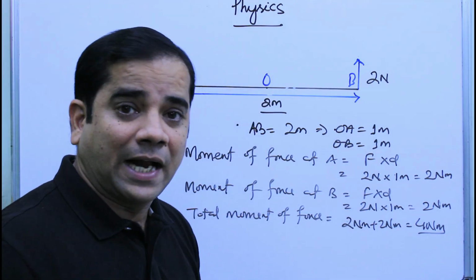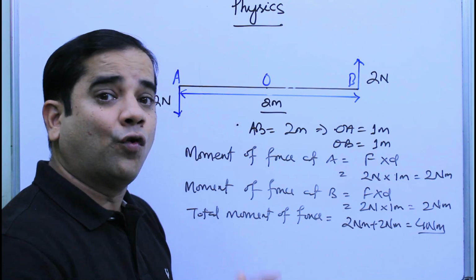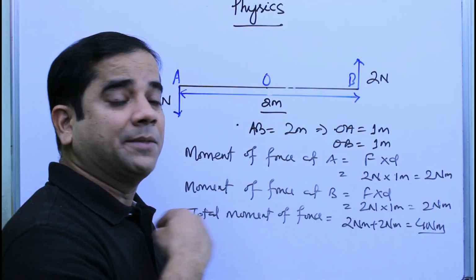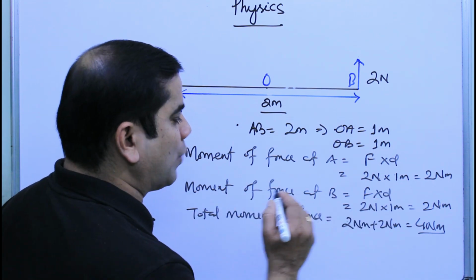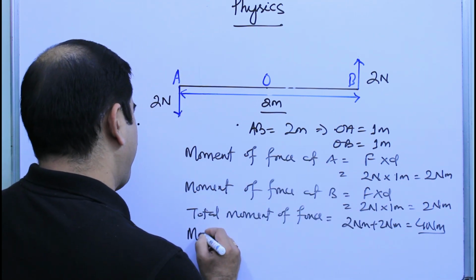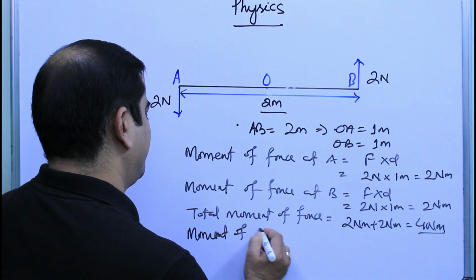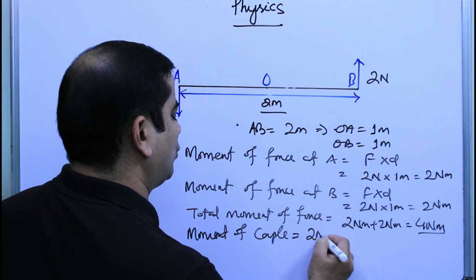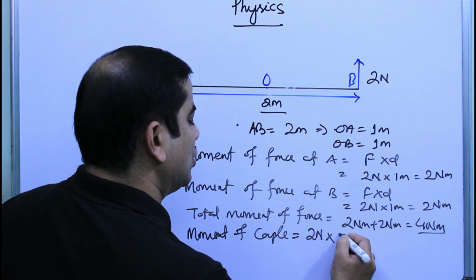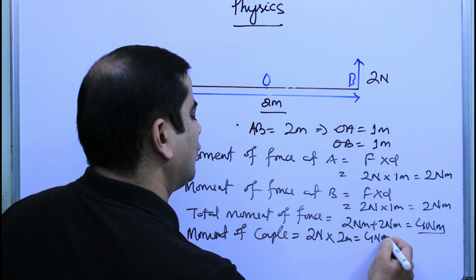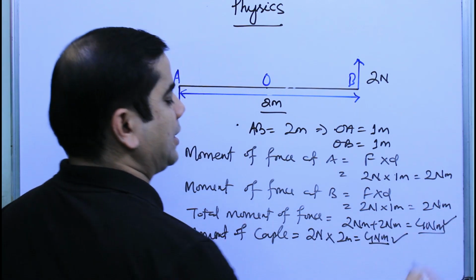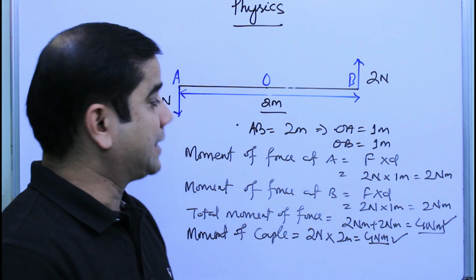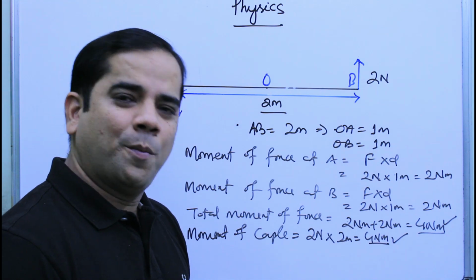What we have already discussed, that moment of couple is nothing but the product of force applied at either end and the perpendicular distance between the two sides. Let us find out what is the moment of couple then. Moment of couple is equal to force at either end, that is 2 N, into distance, that is 2 meter, that is 4 Newton meter. They are actually equal. The moment of couple is nothing but the total moment of force at the center of the bar. Okay, hope you understand.